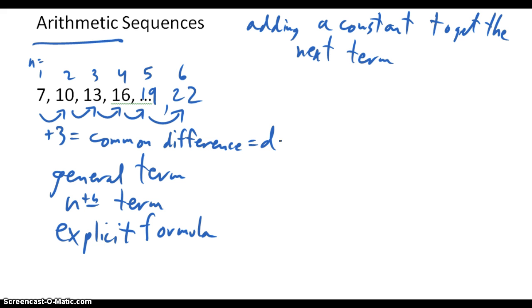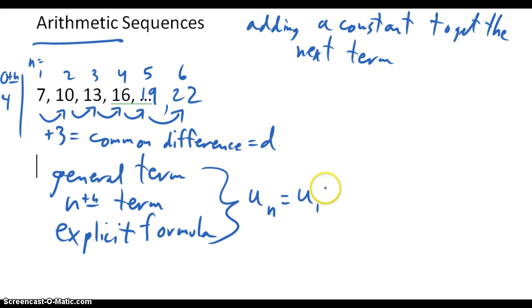Okay, and so to find the explicit formula, I think it's really easy to do this. What you do is you find what's called the 0th term, what I like to call the 0th term. And so if you add 3 to go to the right here, what you'd do is you'd minus 3 to go to the left. So 7 minus 3 would be 4. Okay, so the general term is just going to be what's called u sub n. And it's the first term plus n minus 1 times d. That's the formula that you're given in the IB Math Studies formula packet.